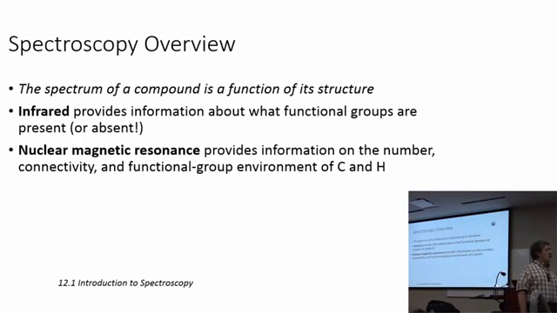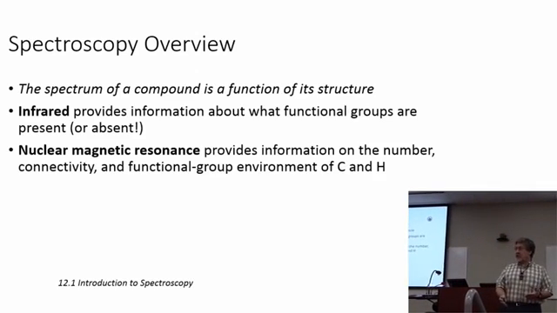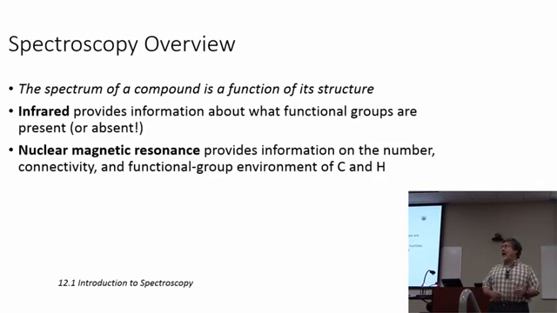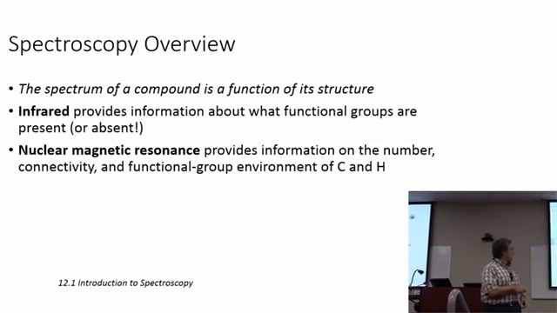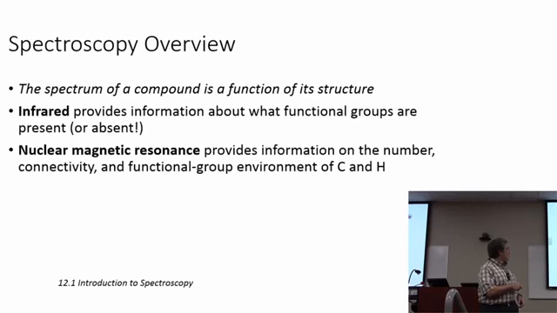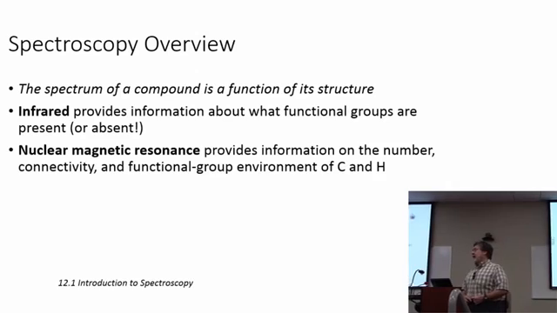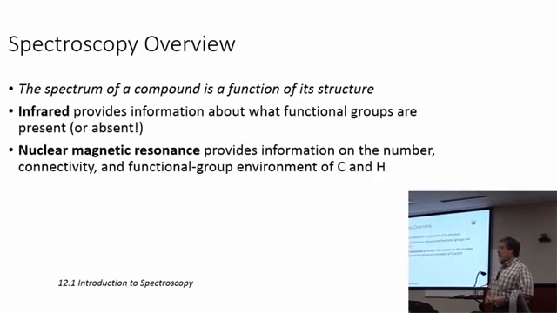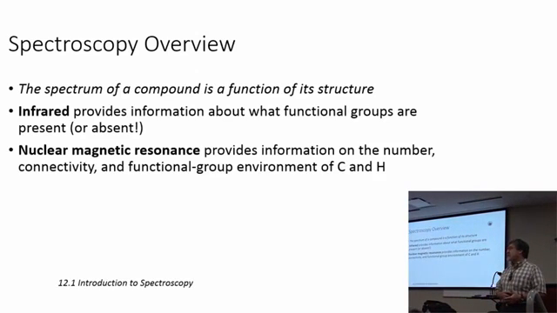Okay? So there is some overlap between the two, but where each one has its strength is that IR tells you about functional groups, NMR tells you about connectivity. The number, connectivity, and the environment of carbon and hydrogen in a particular organic compound. Okay?